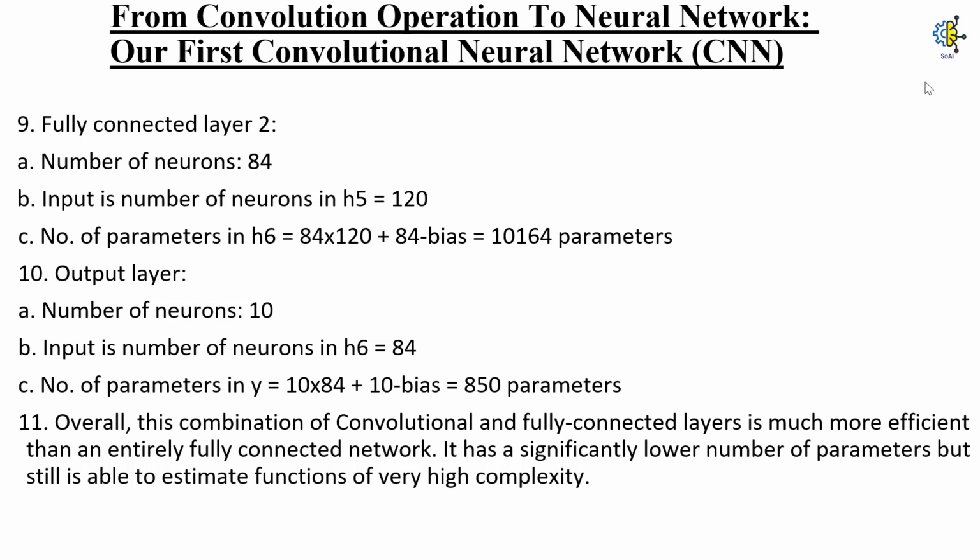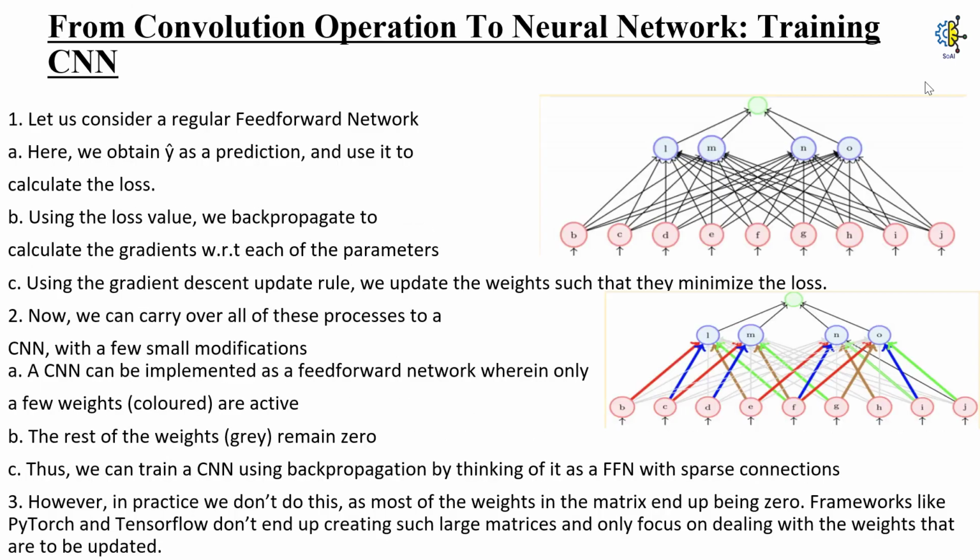Overall, this combination of convolutional and fully connected layers is much more efficient than an entirely fully connected network. It has a significantly lower number of parameters but still is able to estimate functions of very high complexity.